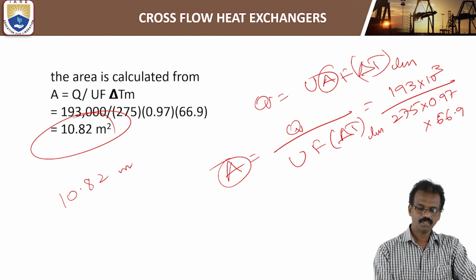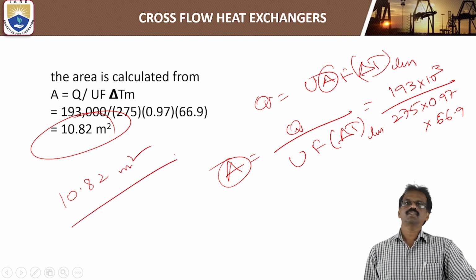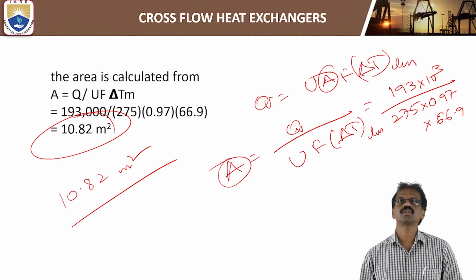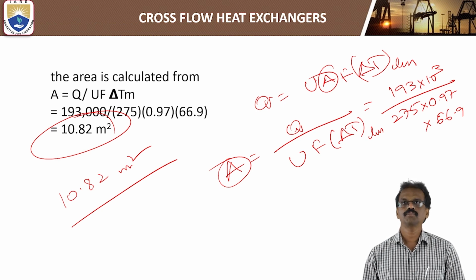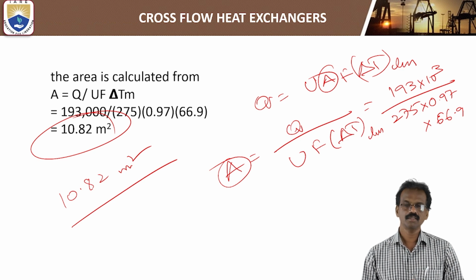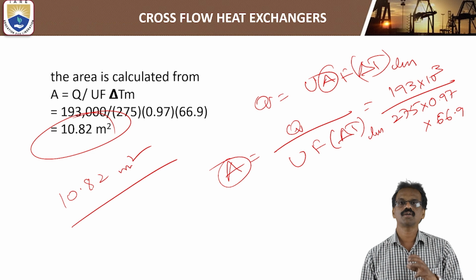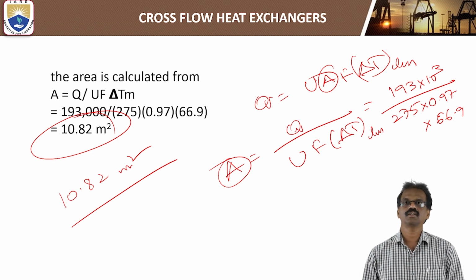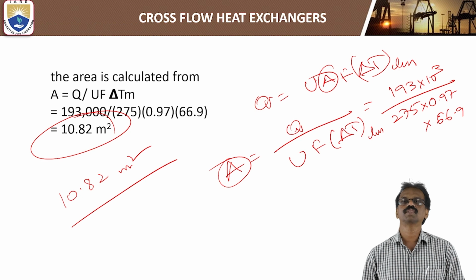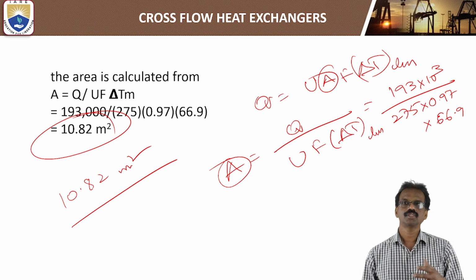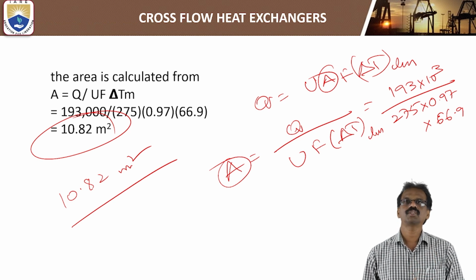10.82 meters square. So in this way, we can solve the cross flow related numericals by using the data given in the data book. For this, you have to understand the numerical: what type of setup, what type of flow arrangement there is, and how many shells and how many tubes there are. Based upon that condition, you have to pick the figures available in the data book. By using those figures, you can find out the correction factor.